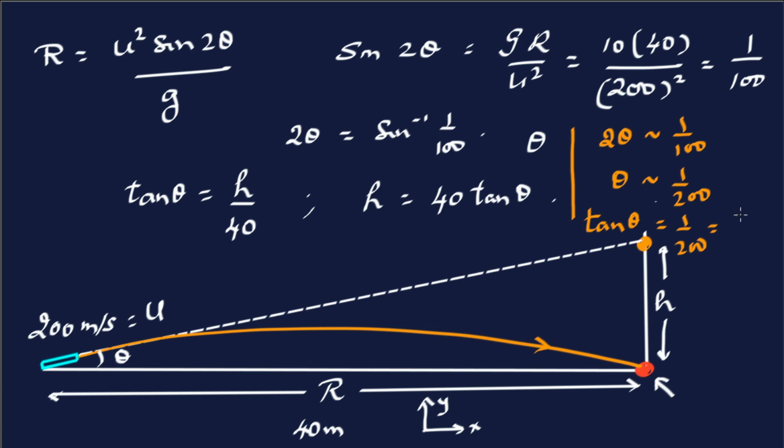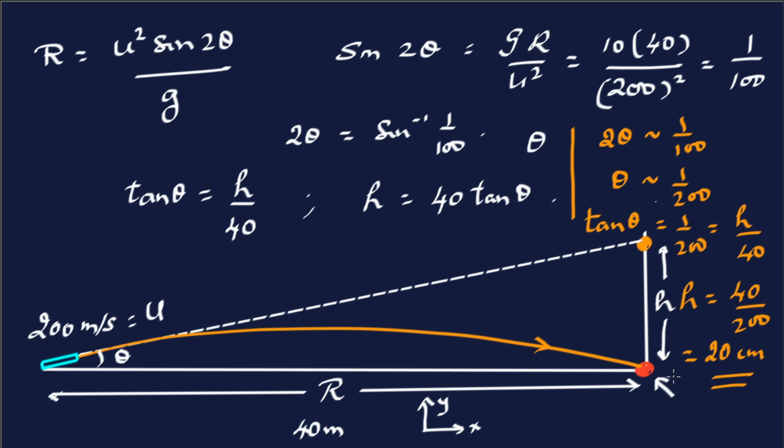But our tan theta is h by r, which is 40. So right away I get h is equal to 40 by 200, which is equal to, this is in meters, if I multiply by 100, I get 20 centimeters. So we aim the bullet, or rather we aim the gun at a point 20 centimeters above the target. The bullet should hit the target.